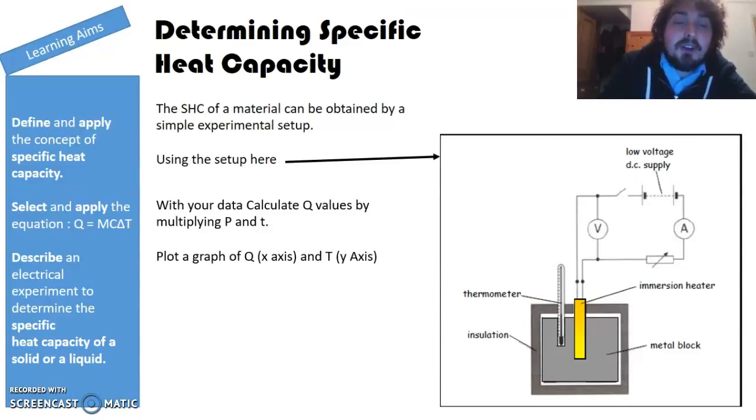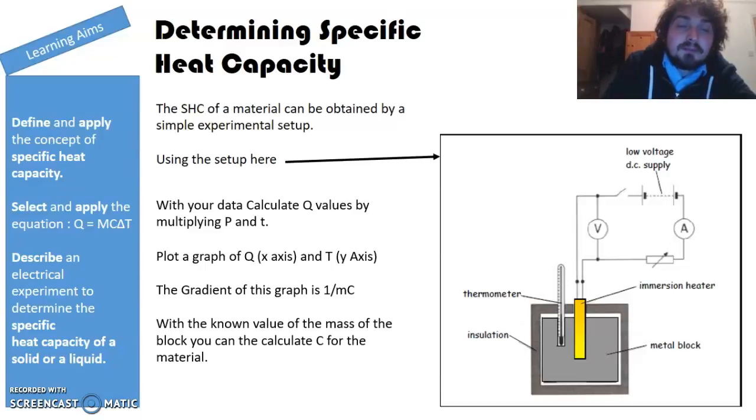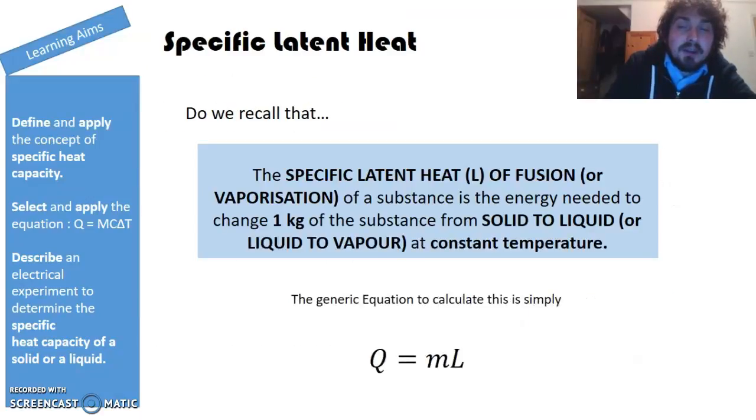If you then plot a graph of Q, which is your heat delivered, on the x-axis, against T, your temperature, on the y-axis, actually it won't be absolute temperature, it'll be temperature in degrees Celsius, I'm sorry about that. The gradient of the graph that you plot, which should be a linear graph, will be 1 over mc. With the known value of the mass of the block, you can calculate c for the material. So that's the method.